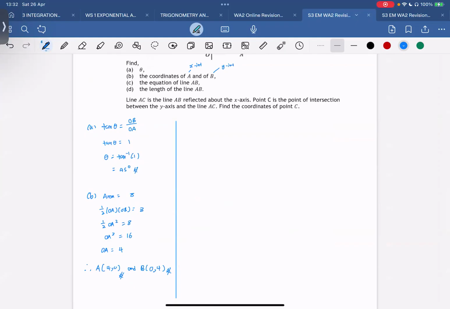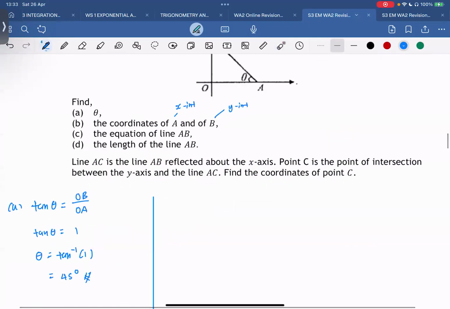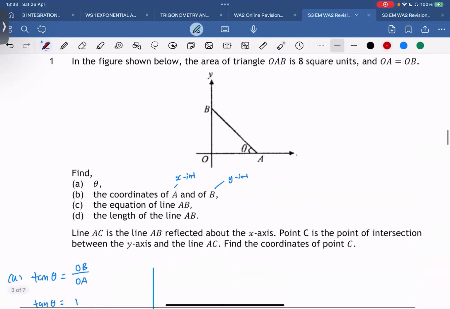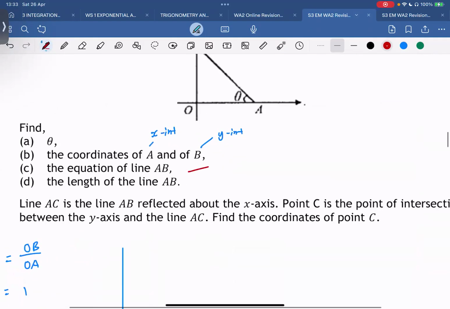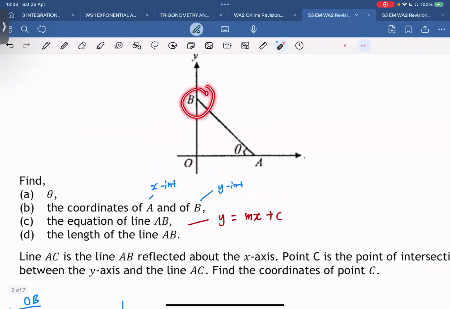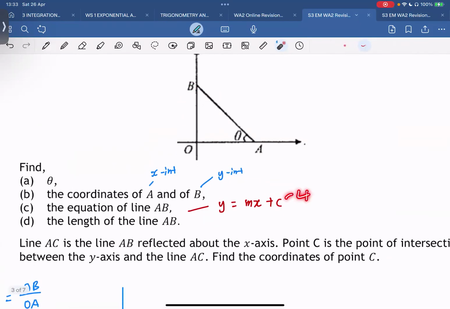Next, part C, the equation of line AB. Recall that the general form of the equation of a line is y = mx + c, meaning that if you want to find the equation of a line, you need two things. The first one is the value of the gradient. The second one is the value of the y-intercept. So we already have the coordinates of B, which is the y-intercept. So automatically, we know the value of c will be 4.